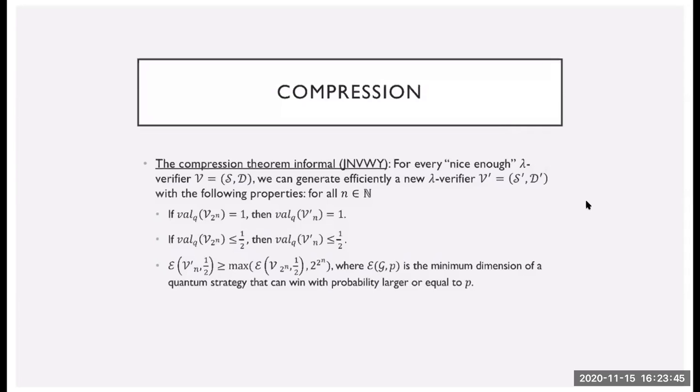You can say, like Nati is trying to claim here, that the third condition is a bad thing. But we will use this bad behavior of V prime to our favor. For us, it will be good. Okay, thank you.